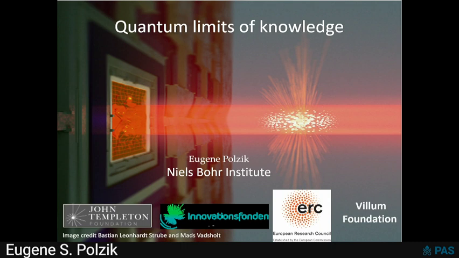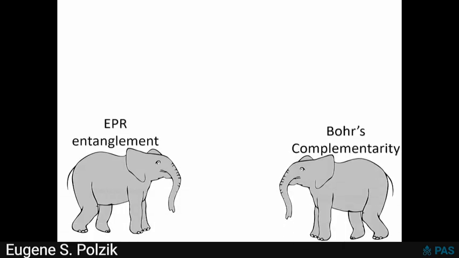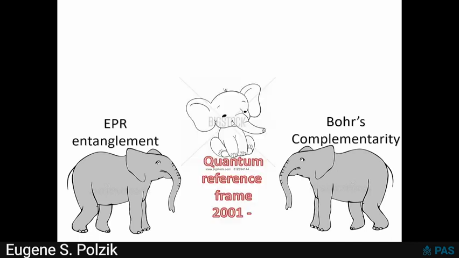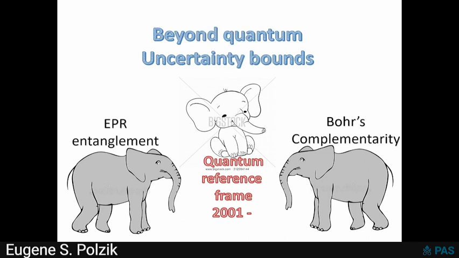So, quantum limits of knowledge. It sounds a little pretentious, but let's see how we go. The cornerstones, the EPR entanglement and Bohr's complementarity, we all know and love. And now we have this little guy, which is not that old, and it's called the quantum reference frame. I will tell you about our quantum reference frames and how they affect the measurement without harming the quantum theory. Is that okay?